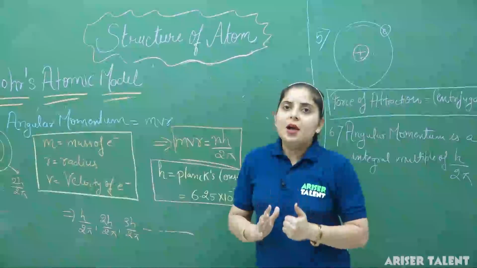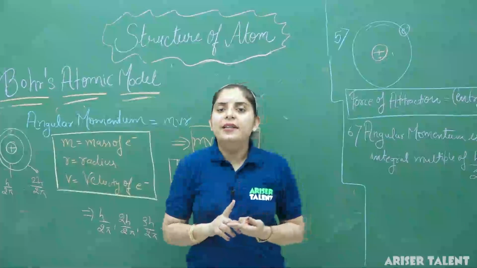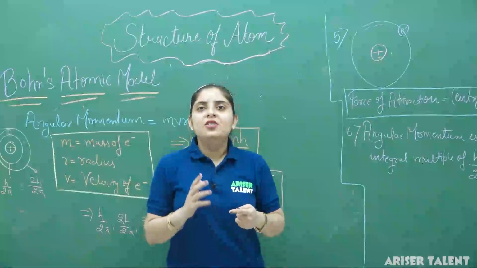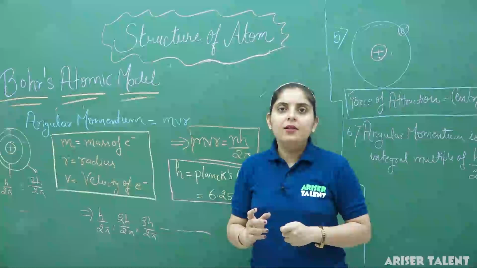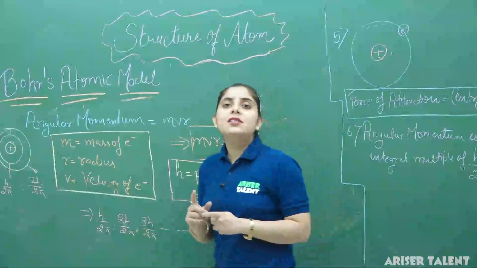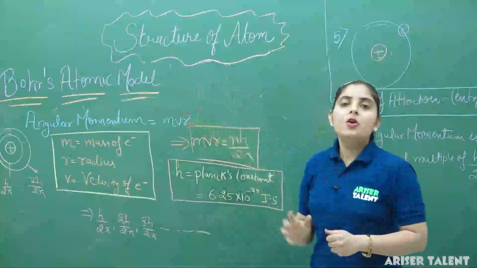So until now we have discussed four atomic models: firstly Dalton's atomic theory, second J.J. Thomson's atomic model, basically known as the plum pudding model. Third, we discussed Rutherford's atomic model, and the fourth one is Bohr's atomic model.